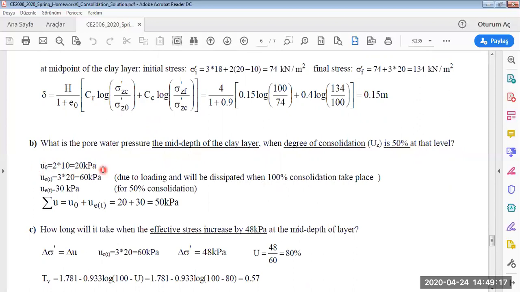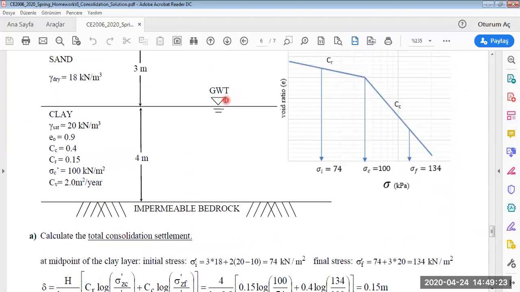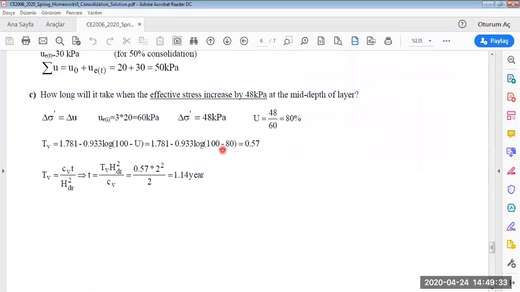This is the initial pore water pressure. How we calculate it is, here is the groundwater level. At the midpoint of the clay layer, there are 2 meters above this point. 2 meters is multiplied by the unit weight of the water.